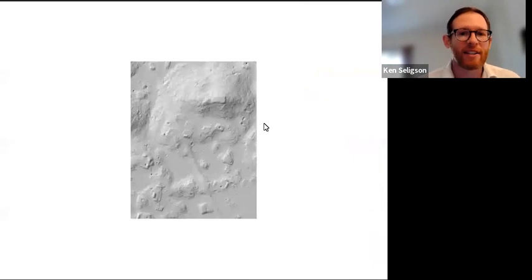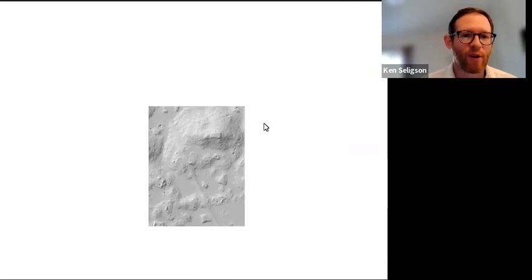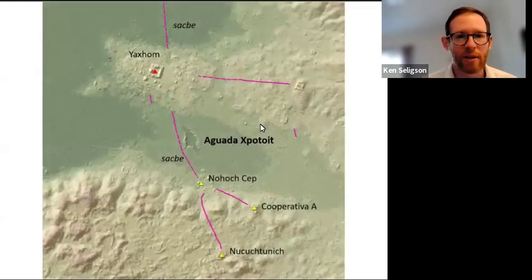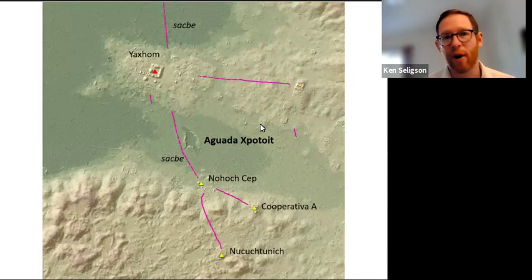We can see site interconnectivity in the form of causeways that connected different sites across different regions. Both within and outside sites, we can see these connections by seeing these causeways, which are very hard to see on the ground because they're so low.